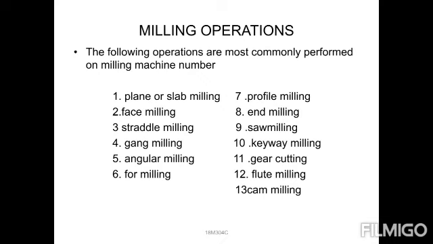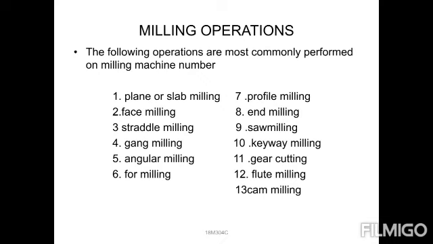Now we discuss these machines and which types of operations we can perform. First one is plain milling. Second one is face milling. Plain milling is for producing plain surfaces and perpendicular surfaces. Flat surfaces we can produce. Next one is face milling, which means some amount of vertical type of operations.